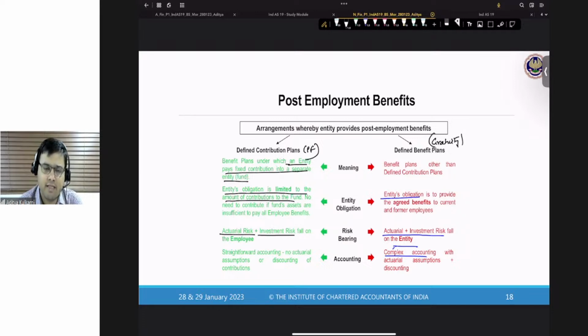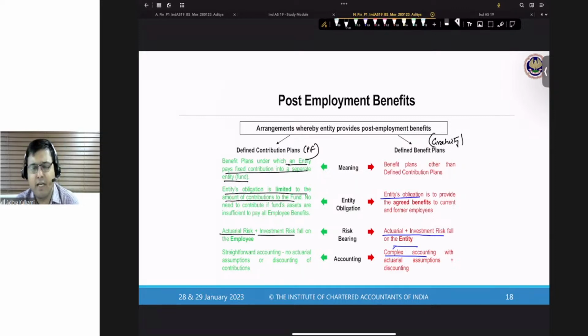It could make investments in fixed deposits, government securities, gilt-edged securities. It could make investments in treasury bills. It could make investment in equity. It could make investment in debt. It could make investment in corporate bonds. Wherever it wants to, it can make the investment. But the ultimate impact of this investment is going to lie with the employee.